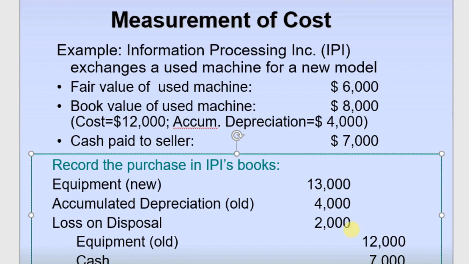So now, here's our cash credit, and this journal entry works, right? We've taken in $13,000 for the new asset, which is the fair value of 6 that we gave plus the cash of 7. We've closed out our accumulated depreciation. We've recognized our $2,000 loss. We've closed out our equipment account. That's now sitting at 0, at least for that piece of equipment, and we've paid our money. So this is an example of the fair value standard.